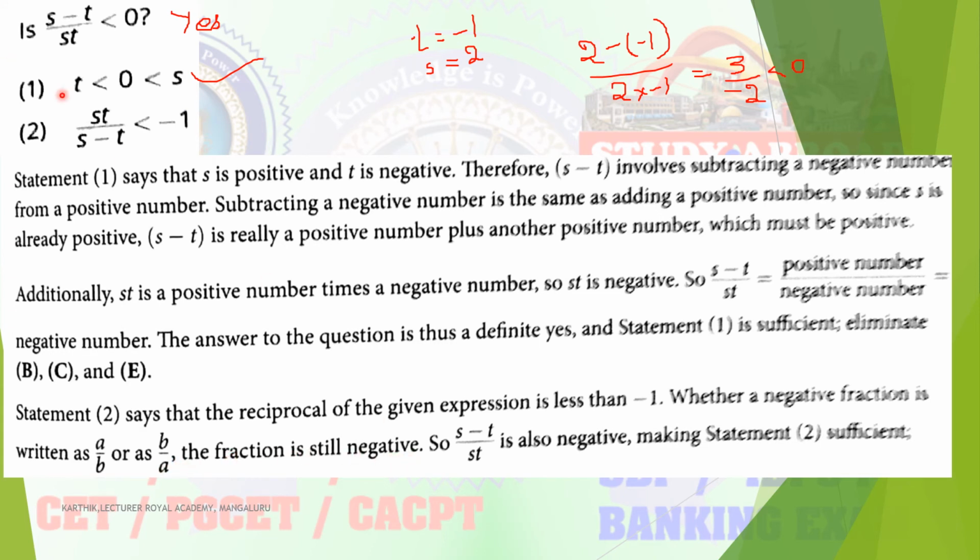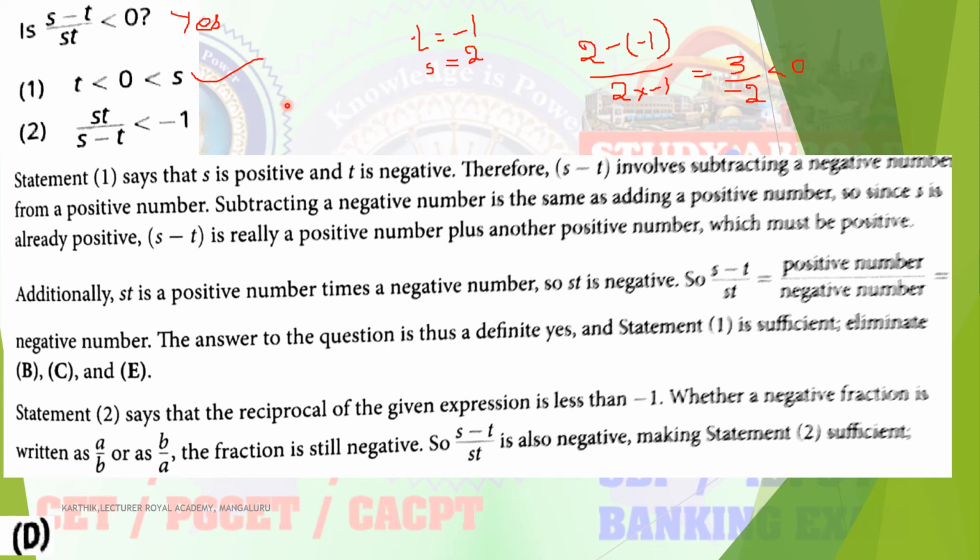So if st divided by s minus t is negative, then s minus t divided by st is also negative. So from the second statement also you can easily answer the question. So option D is correct for this problem.